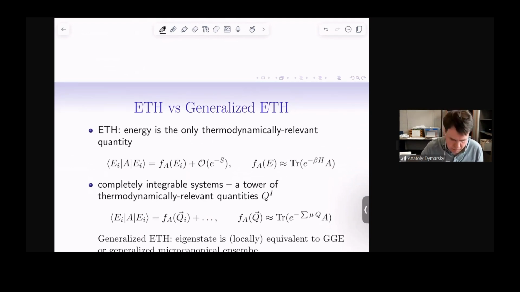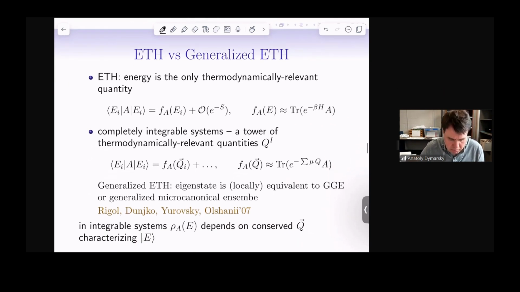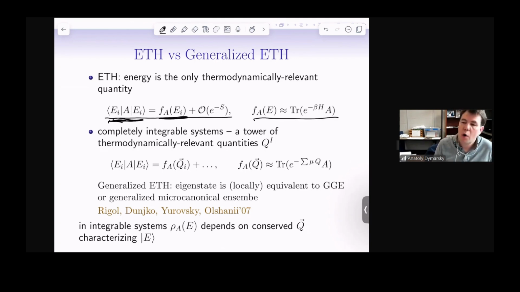They have conserved quantities. So if you want to be a little bit abstract and think about, I don't know, an integrable spin chain, the conventional ETH at the level of the diagonal matrix elements will be formulated like that. We already saw this formula, I'm just rewriting it in a slightly different way: individual energy eigenstates, diagonal matrix elements of a local operator in individual energy eigenstates, they are thermal. So this function is just the thermal expectation value of your operator.